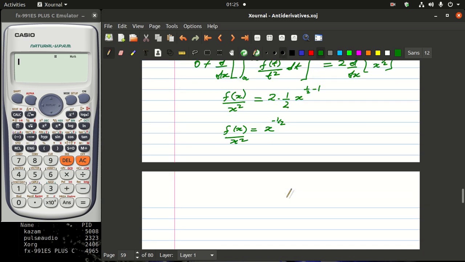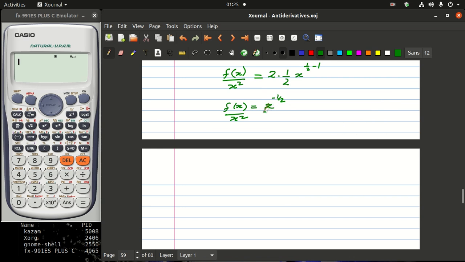And then of course the next thing is to cross multiply. So I cross multiply, so I end up having f of x is equal to x squared times x raised to minus 1 over 2, which is simply x raised to 2 minus 1 over 2. Let me write this nicely. So I have 2 minus 1 over 2, right?